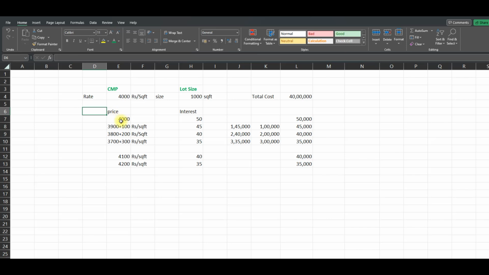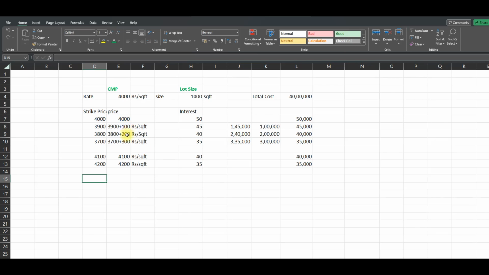Now the prices we have written here, right? 4,000, 3,900, 3,700, 4,100. These are all what? These are all the strike prices. So I will write here 4,000, 3,900, 3,800, 3,700. Next is 4,100, 4,200.